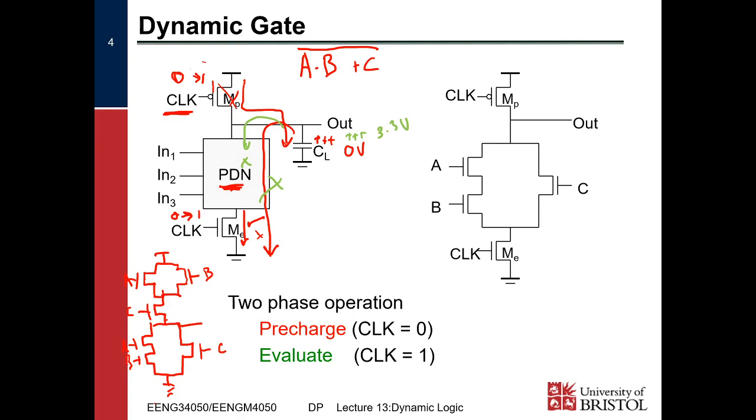So this is the standard operation of a dynamic gate. You charge up using your pre-charge transistor right at the top here while your clock is low, and then when your clock goes high, your pre-charge transistor turns off, your evaluate transistor turns on, and if your PDN is enabled, so either C is high or A and B are high, then it will discharge the CL, and hence you'll get your low voltage, right?